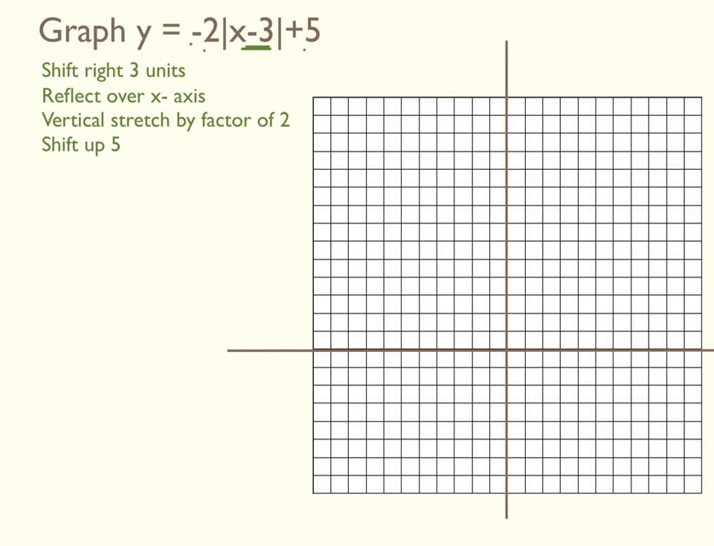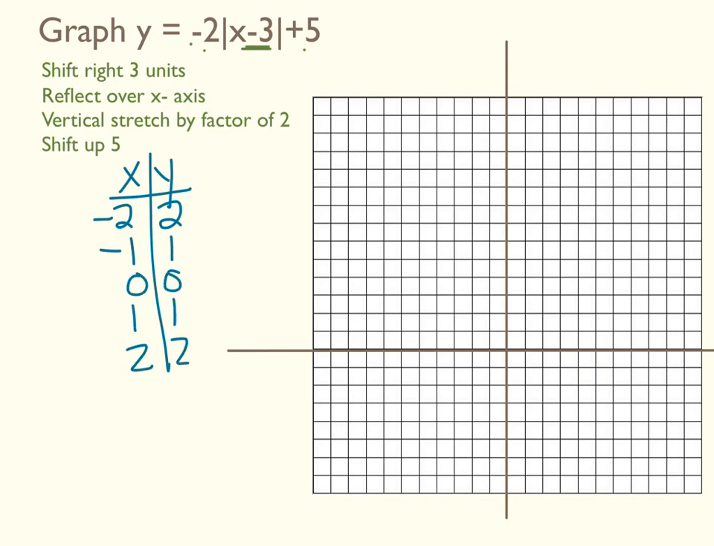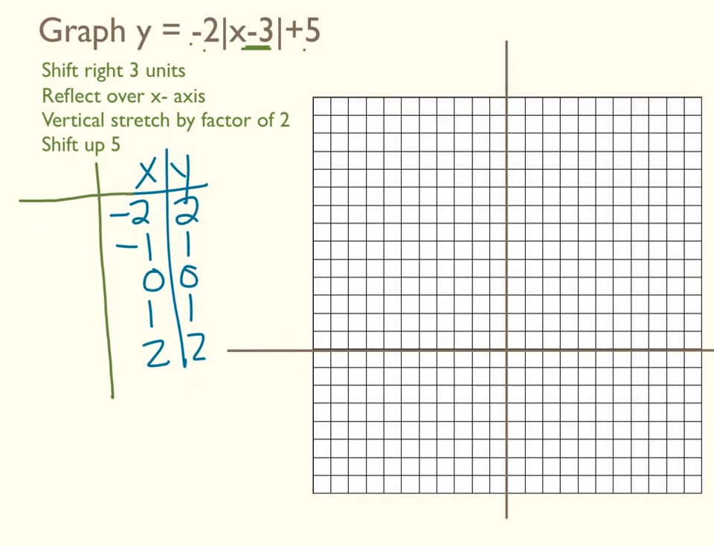You could also just make a table of your parent function, x and y. So if we went with -2, 2, -1, 1, 0, 0, 1, 1, and 2, 2, I know all my x's are going to have 3 added to them. So I could make a new side and just write x plus 3. Oh, I didn't want to move that. X plus 3, sorry. So if I just added 3 to all my x's, -2 plus 3 is 1, -1 plus 3 is 2, 3, 4, 5, like that.